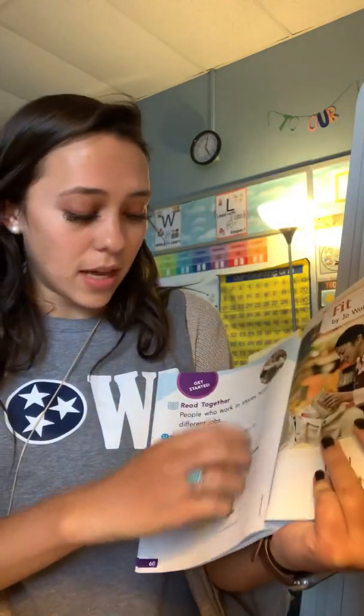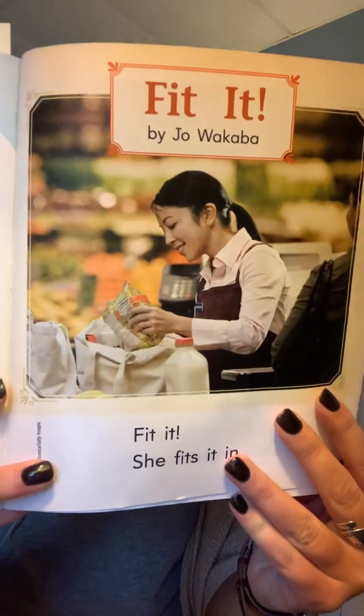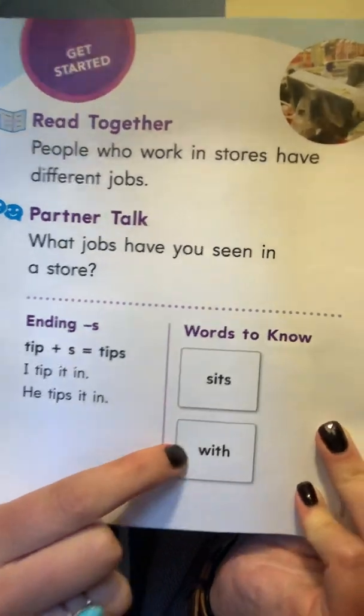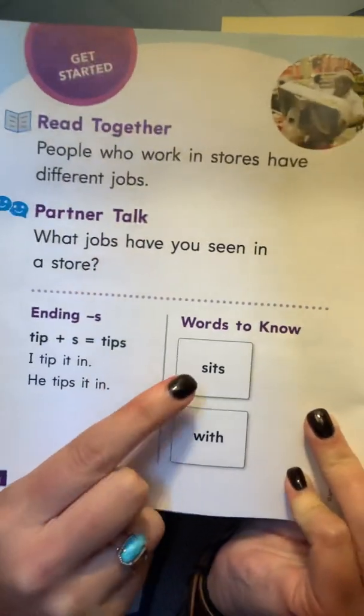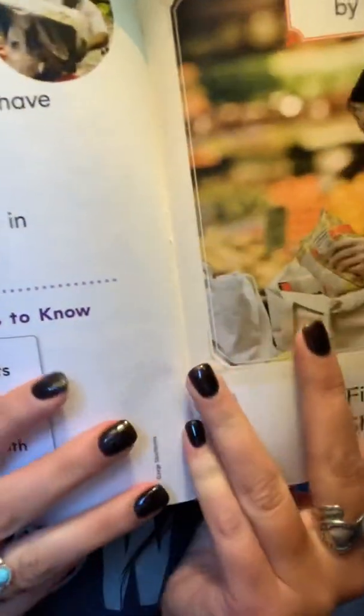Okay, and the very last thing that we are going to do is read our Start Right Reader, our decodable text. And this book, oops, I have a Post-it stuck, is called Fit It. Okay? So our words that we're going to be reading in this are sits and with. Can you all say those words? Sits and with. Very good.